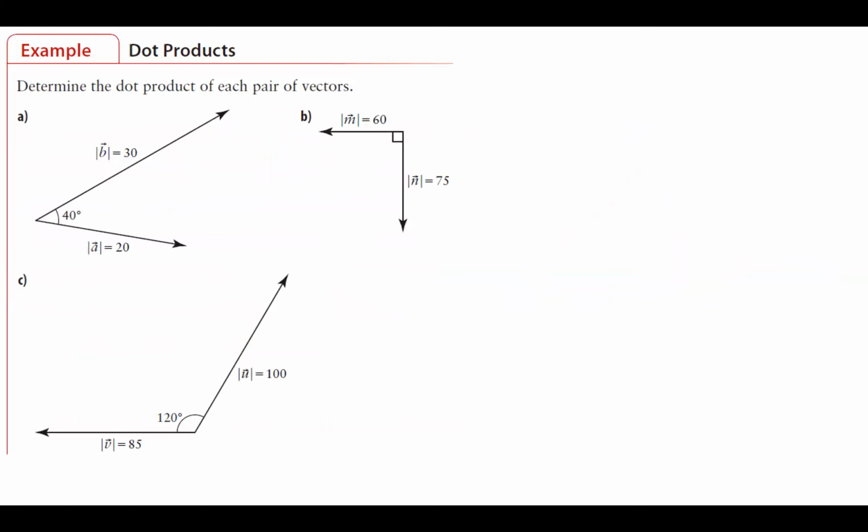Then let's have a look at an example. Can you determine the dot product of each pair of vectors below? Okay, I'll give you 3 minutes. You have a look at this question by yourself.